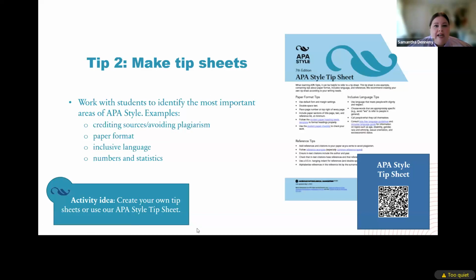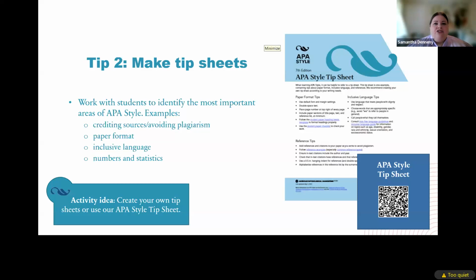It can act as a running log of the APA Style elements that are most important to them and they need to remember. For example, if they get feedback on a paper where maybe they made a mistake with table formatting, they could add it to their sheet. Students shared that the process of creating their own APA Style tip sheet was very helpful for them.